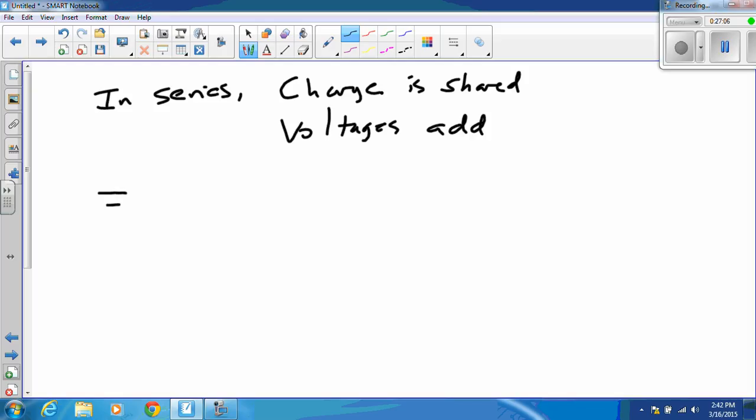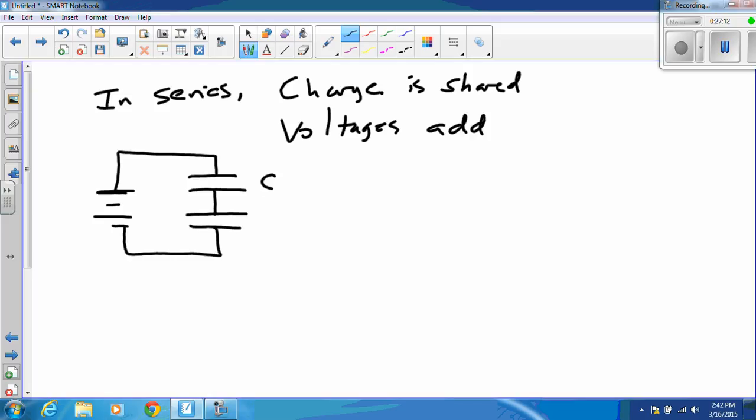And voltages add together. Now, to get there, let me create a power supply and hook that up to two capacitors that are in series. Quick check of the definition: are these two in series? Are they connected at one end, with no branches coming off? And this is plus V.